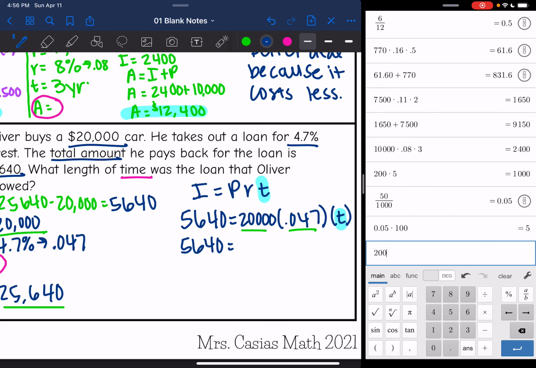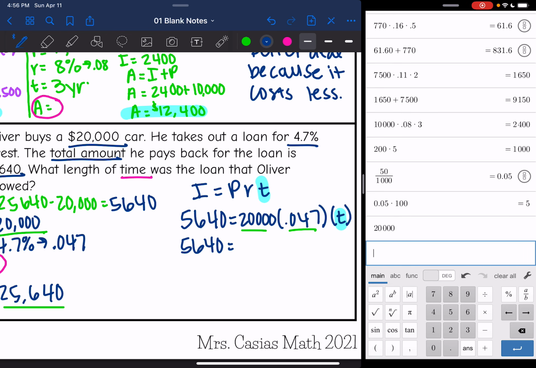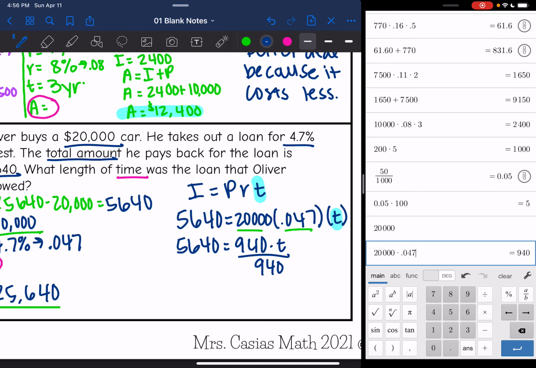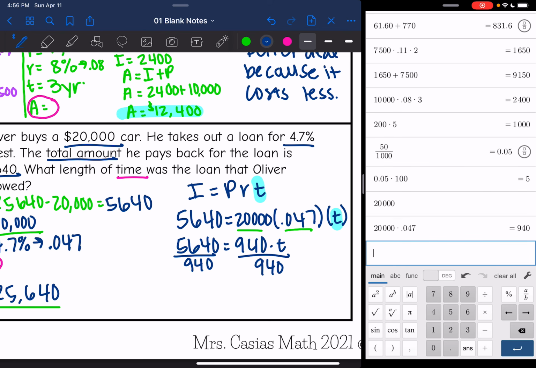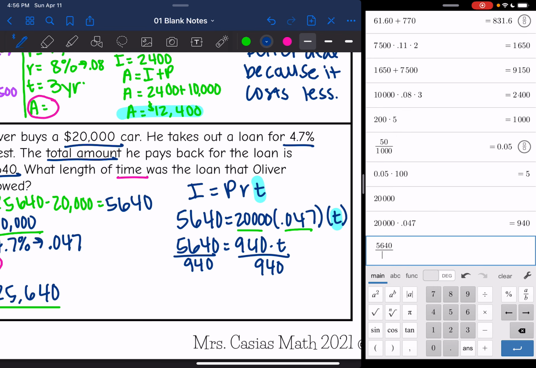And 20,000 times 0.047 is 940 times t, and then I divide by 940 to determine t, the number of years. And 5,640 divided by 940 is 6. So what was the length of time of the loan? It was 6 years.